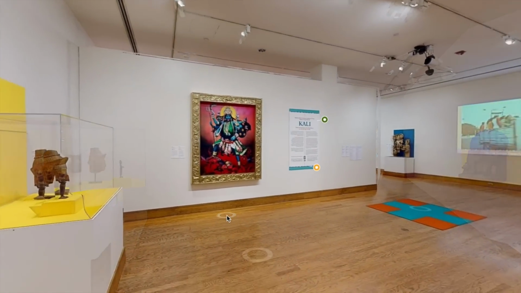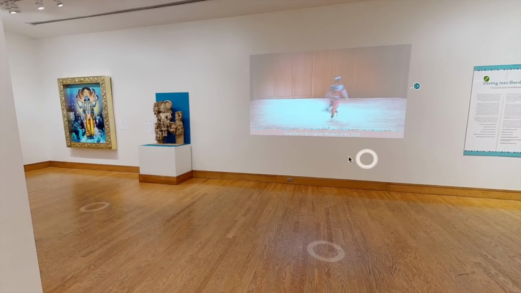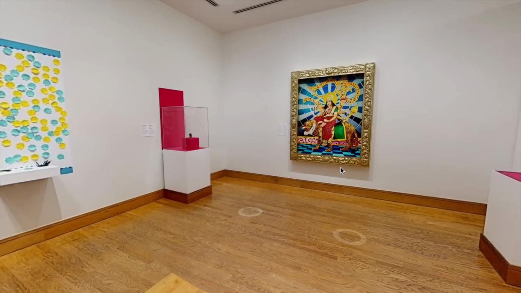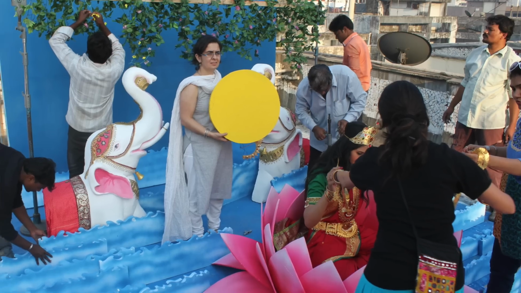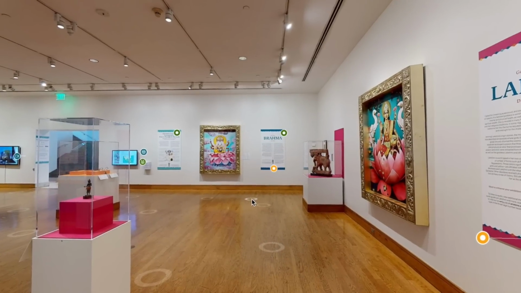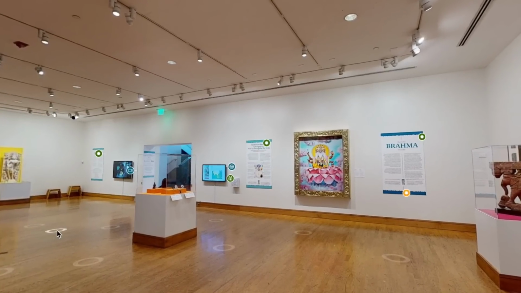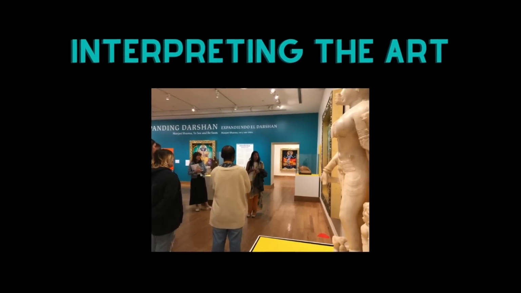For Expanding Darshan, the goals were for visitors to see that there are certain themes in culture and beliefs that continue to be important to people for thousands of years, to learn more about the contemporary artist Manjari Sharma and her process for taking photographs, and to understand the profound impact India had in other regions of Asia and the world. There is a lot to do during the planning stage, like interpreting art.